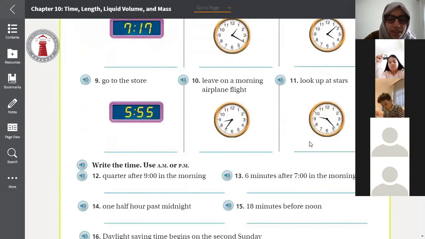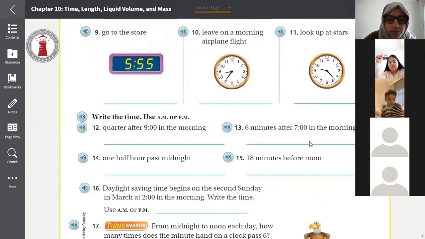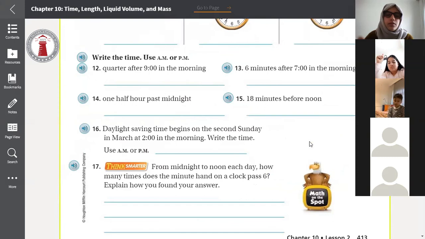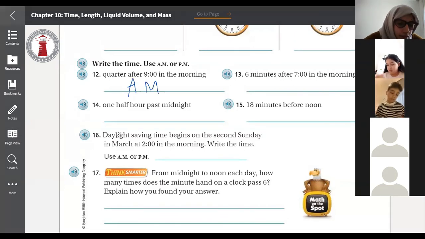Can you please solve number 12 for us? Okay. So 9:15 in the morning. They said morning. So is this AM or PM? AM. Okay, I thought I heard PM. Good job, Zaina.